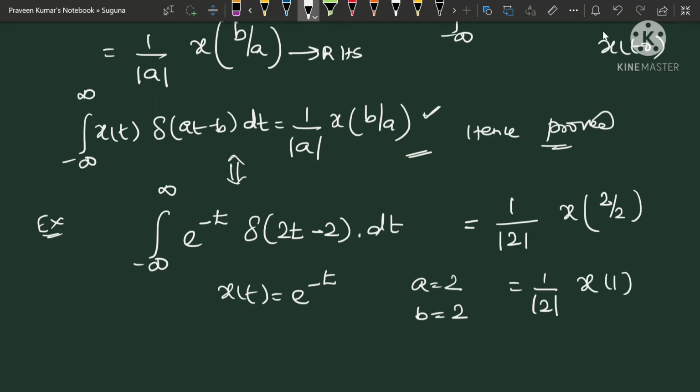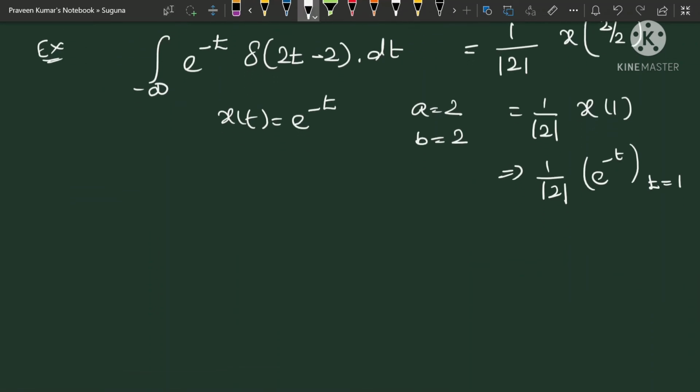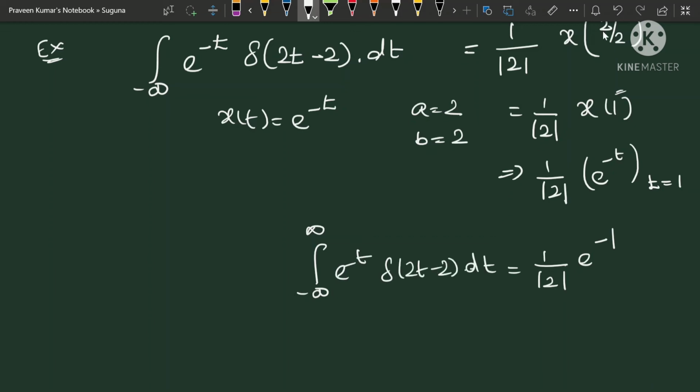What is x of t? X of t is e power minus t. So now 1 by 2 e power minus t, that means t is equal to 1. Substitute t is equal to 1 here, right? Wherever t is there, here t is equal to 1. So this equation becomes 1 by modulus of 2 e power minus 1. So the answer for this equation is integration from minus infinity to plus infinity of e power minus t delta of 2t minus 2 into dt is equal to 1 by modulus of 2 e power minus 1.